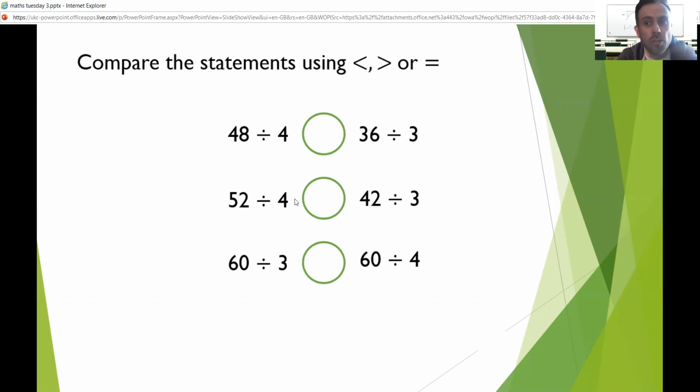So you have to work both of those out. 52 divided by 4 and 42 divided by 3. And then you've got 60 divided by 3 and 60 divided by 4. The only one that I think you might be able to guess which symbol to put in before you do any working out is the third one. The others I think you have to do some working out for. I want you to do working out for all of them. Okay, so have a go at those. Try working them out, and I will come back in a second and tell you the answers.